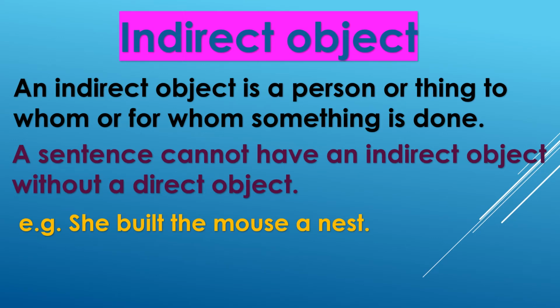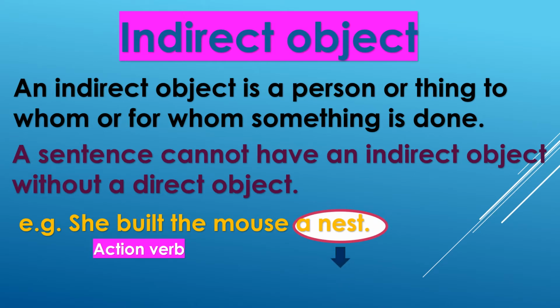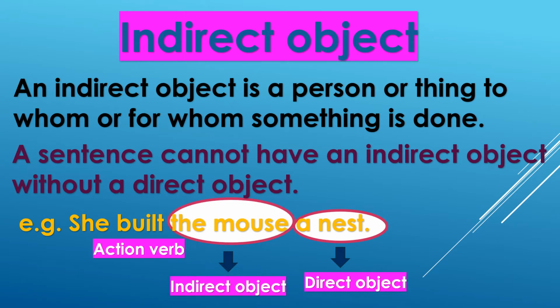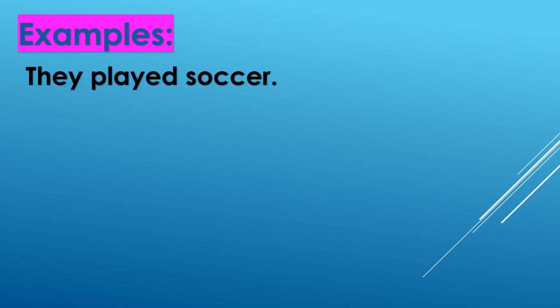She built the mouse a nest. She is the subject and built is the action verb. Okay, what did she build? She built a nest. So a nest here is the direct object because I answered the question, what did she build? She built a nest. So this is the direct object. But she built the nest or a nest for the mouse. For whom? For the mouse. So the mouse here is an indirect object because it's for whom something is done.